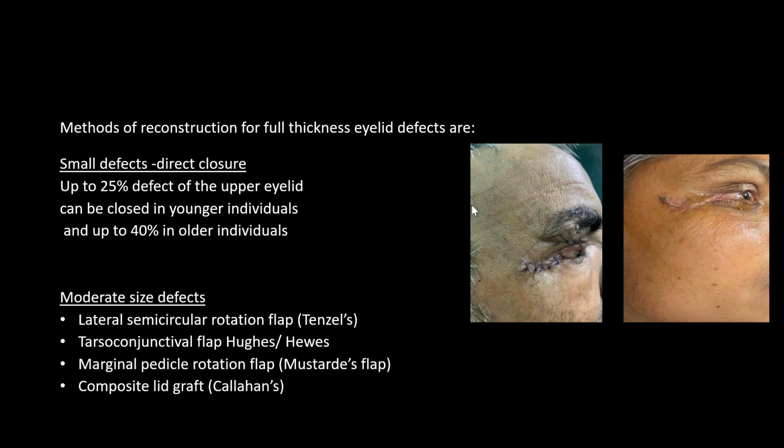Now, in moderate size defects, you have to do multiple procedures. Like the Tenzel procedure, which is a semicircular rotational flap. You can see the Tenzel in the images that are given. Basically, you mark the lid as to how much is to be resected, and it goes in two semicircles. One semicircle goes on the lid, depending on whether the upper lid or the lower lid is involved, and the other semicircle goes in the opposite direction from the lateral canthus, further laterally, right? And there are various other procedures like Hughes procedure, Heath's procedure, Mustardé's flap, and Callahan's procedure.